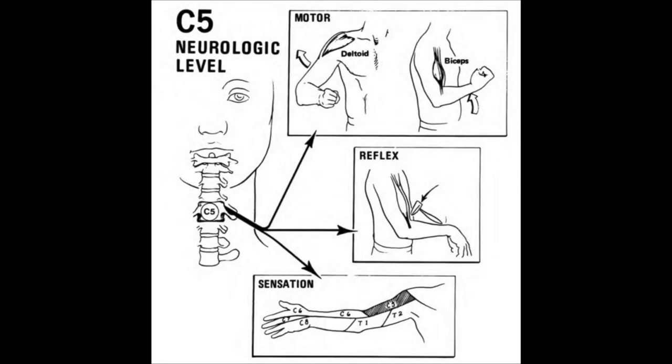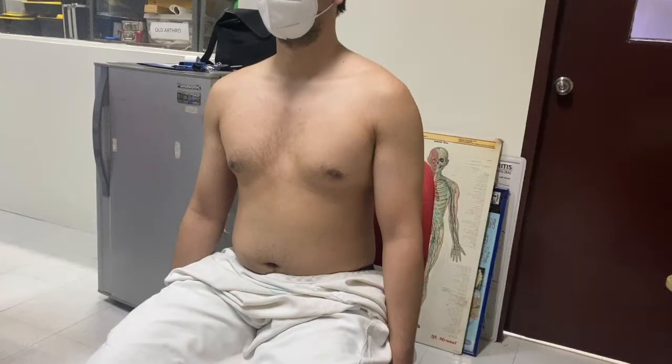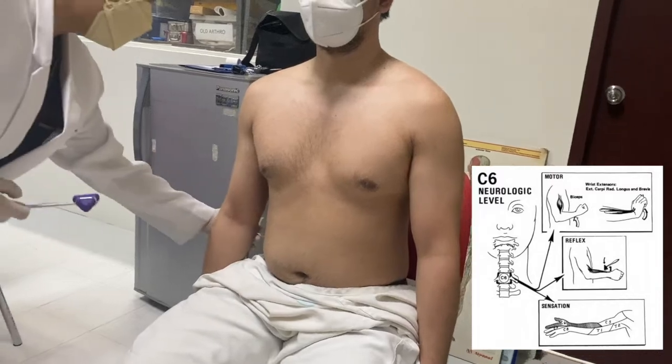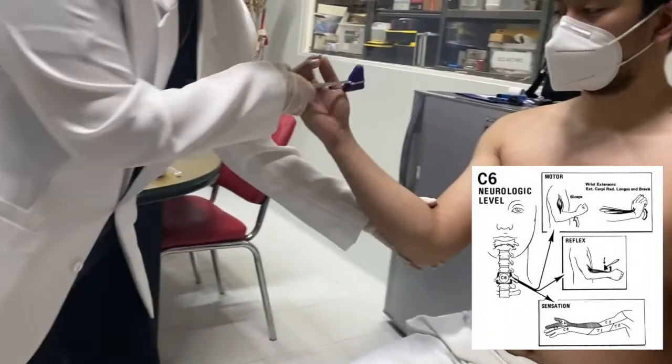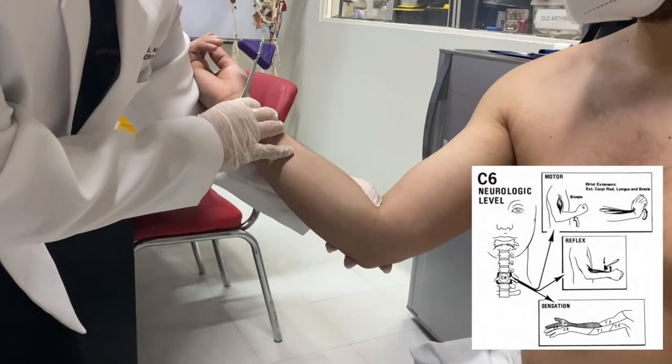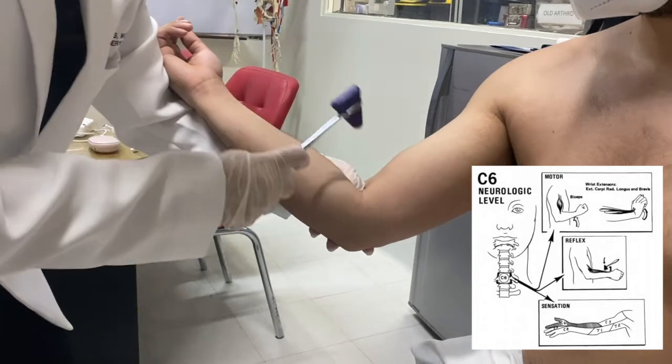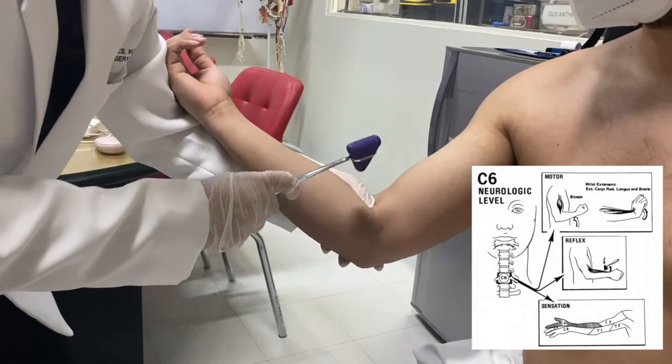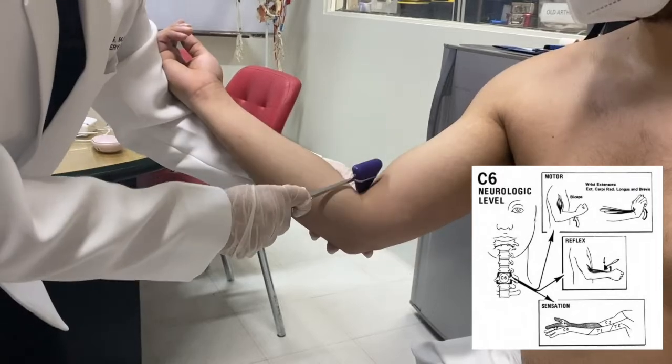Testing the biceps reflex also corresponds to the C5. Have the patient sit with the forearm flexed and relaxed at an angle of 90 degrees. The patient's forearm rests over your forearm. Grasp the patient's elbow with your hand, placing your thumb over the biceps tendon. Strike your thumb over the tendon with a reflex hammer, watching for contraction of the biceps muscle.